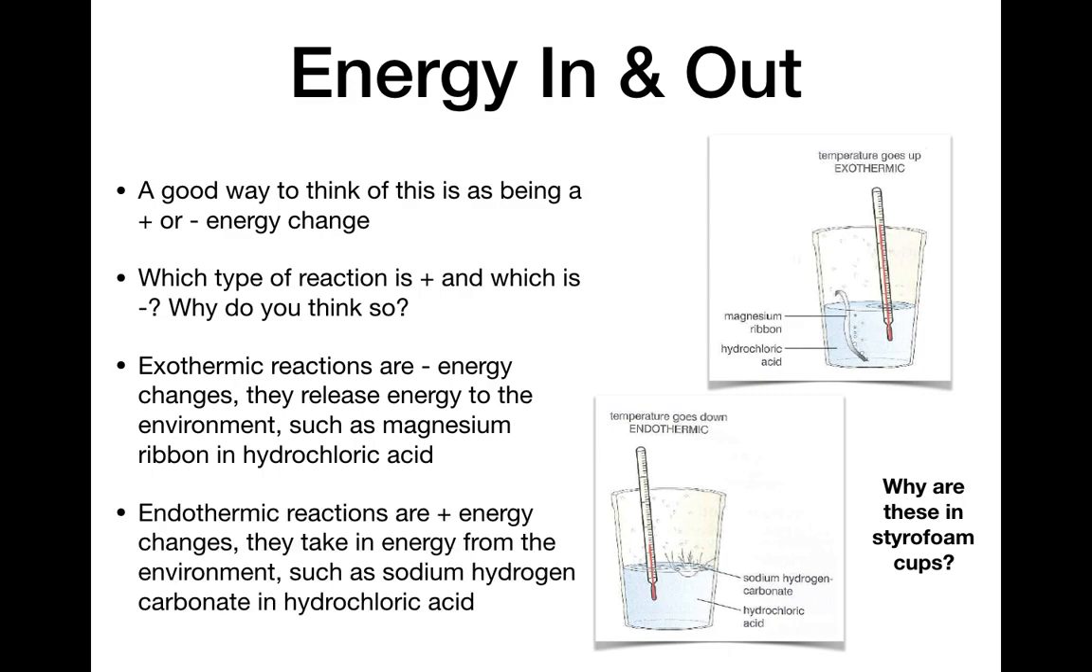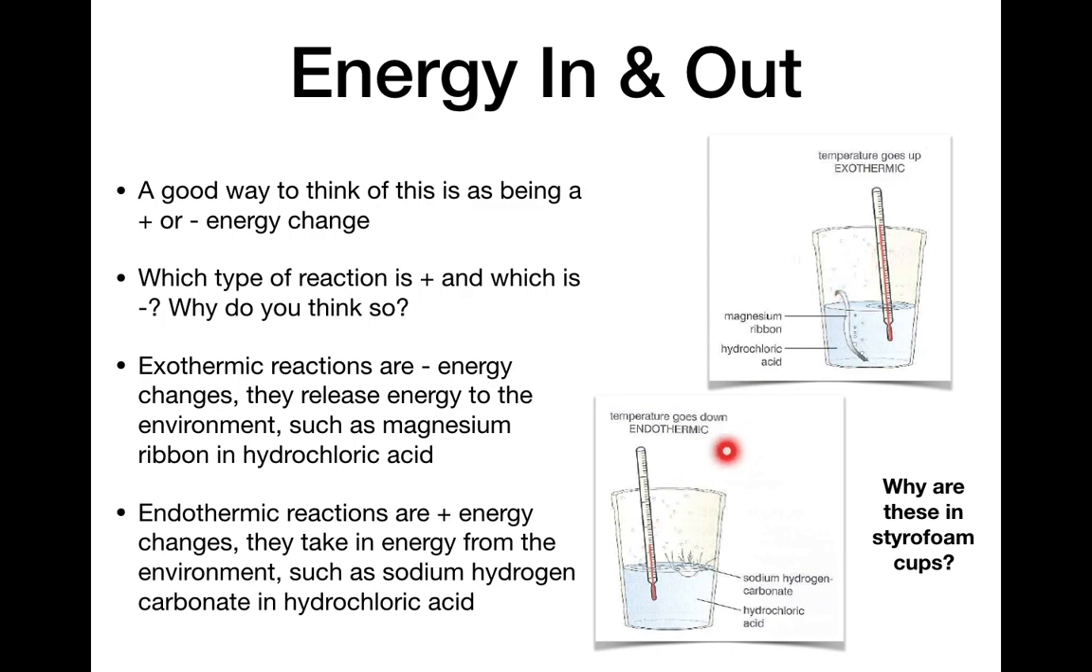Endothermic, we have positive energy changes. In exothermic, the energy is leaving the system and going to the environment, and in endothermic, they're taking energy into the system. So energy is coming into the system from the environment. An example here is sodium hydrogen carbonate and hydrochloric acid reacting. The temperature is going to go down because energy is being brought inside the system. The environment is going down because we're heating up the system inside. The energy is coming inside the system.